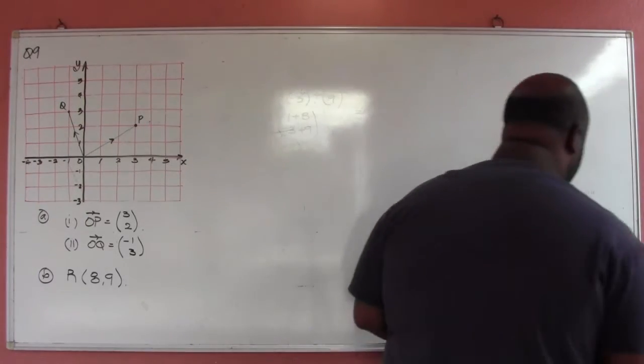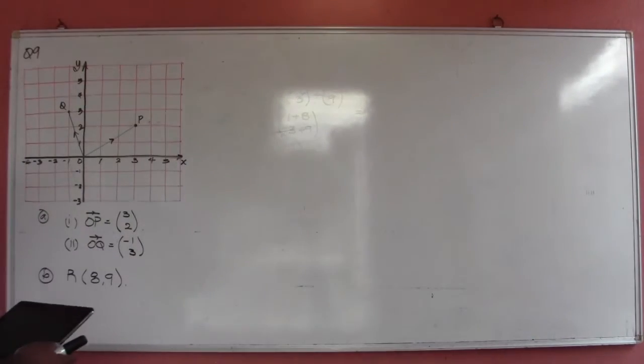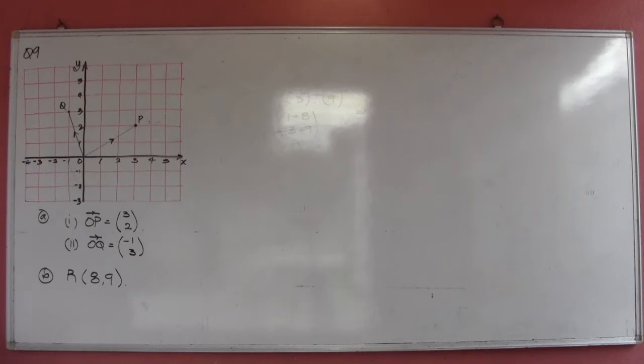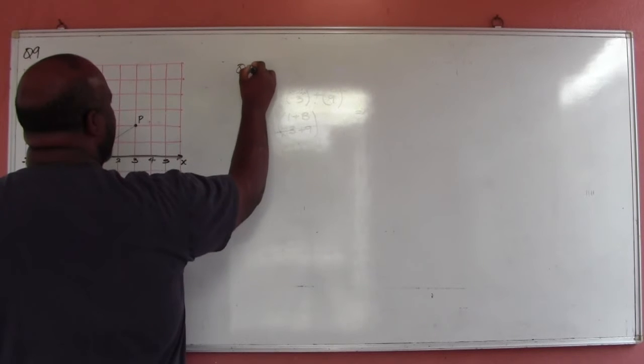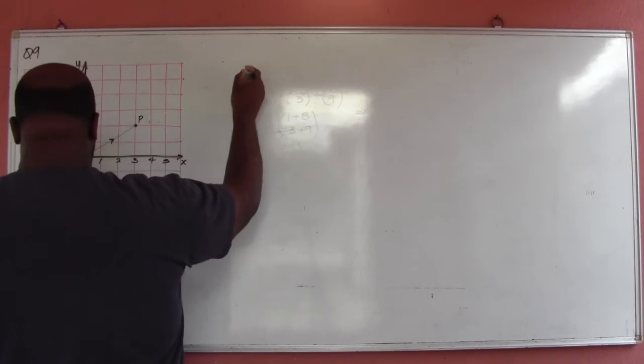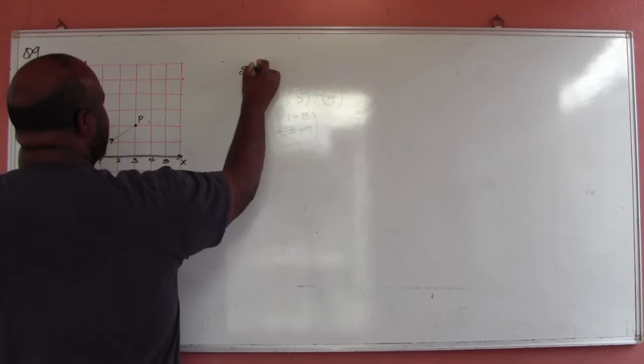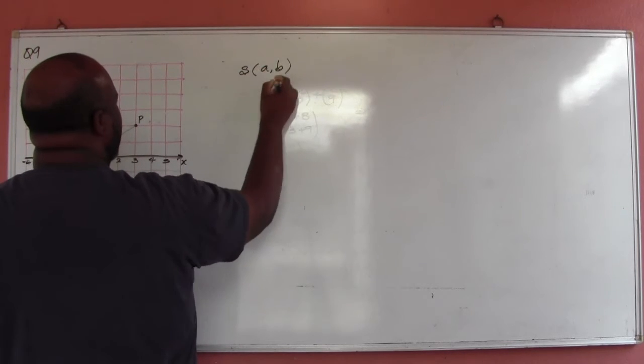Alright, so we're told that the point S has coordinates (a, b). Write QS as a column vector in terms of a and b. So we need QS as a column vector. QS. Now first of all, S has coordinates what? a, b.